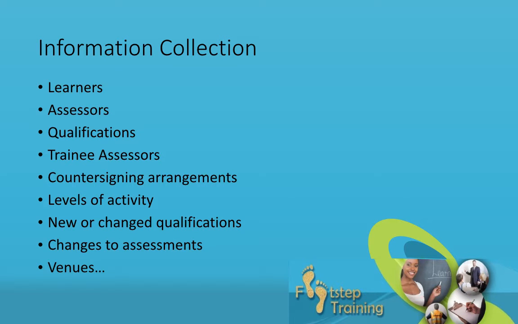And then finally, venues. So you might have different assessors working at different venues in different parts of the country. So you want to make sure that your activities cover all these venues, because it's likely that you'll have different cohorts of learners at these different venues in different parts of the country. So knowing these different venues and where they are will help you with your planning, and also where you need to go to do the actual activities you will be doing as an IQA.